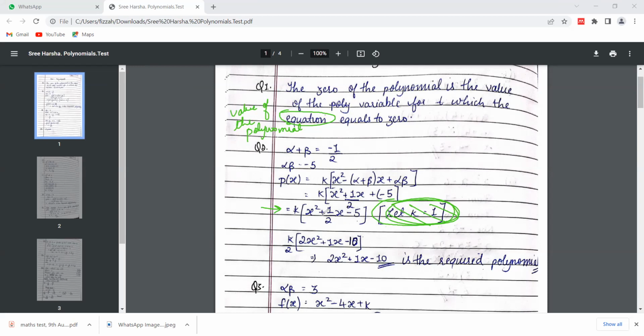So till here it is right. Then okay, you are taking half common, then it becomes 2x square plus 1x minus 10. Okay, so now you are taking k is equal to 2, right? So for k is equal to 2, now it will become this, that p(x) is equal to this. Understood? Yes, ma'am. So this k by 2 will actually get cancelled out, is the required polynomial.